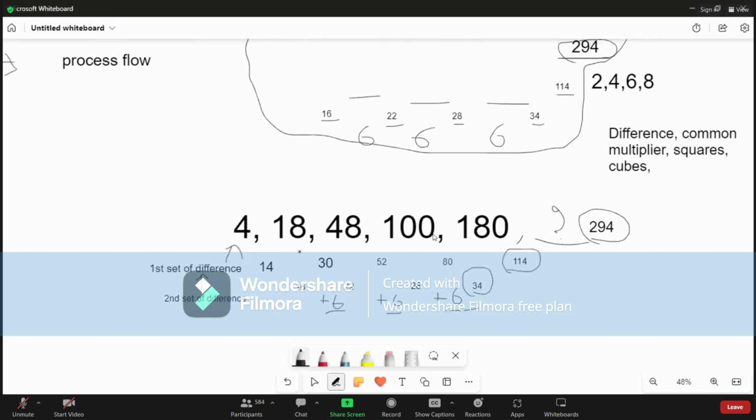The question that I have discussed before is an n cube minus n square pattern, where n starts from 2. This is 2 cube minus 2 square. This is 3 cube minus 3 square. And this is 4 cube minus 4 square, and so on.